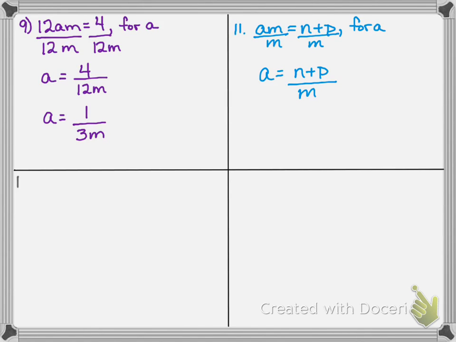Alright. Now, that's 9, 11, this is 13. a minus c equals d minus r. And we are solving for a. Okay, I'm going to add c to both sides.